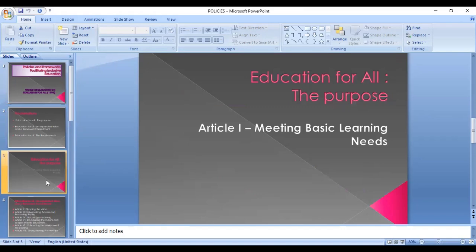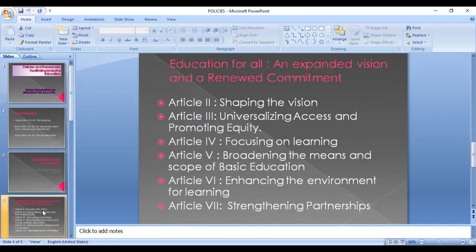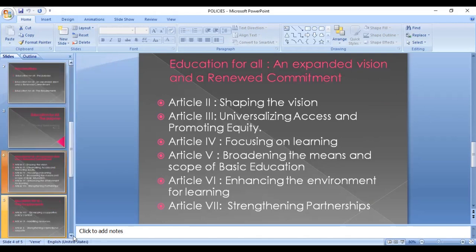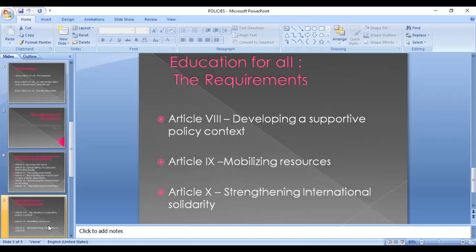Next one is Education for All, the purpose, meeting basic learning needs. This is Article 1. Under this heading, you have the article's wording, and as it is, you have to write. And next one, Education for All and expanded vision and commitment, under that, from Article 2 to Article 7. And last one is Education for All, the requirements, from Article 8 to Article 10. So you have only 10 articles, but if they ask in a short question, you can write like this.